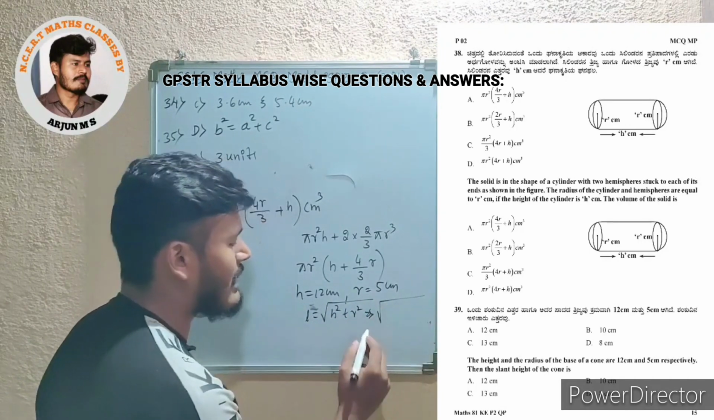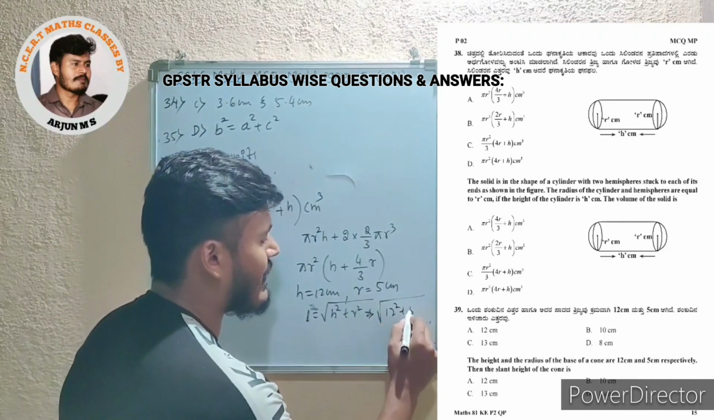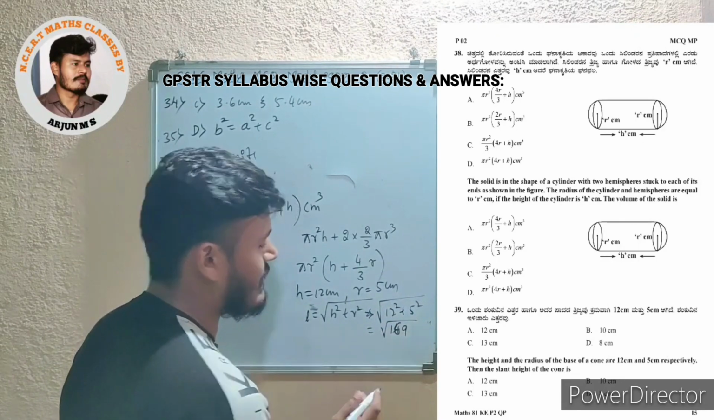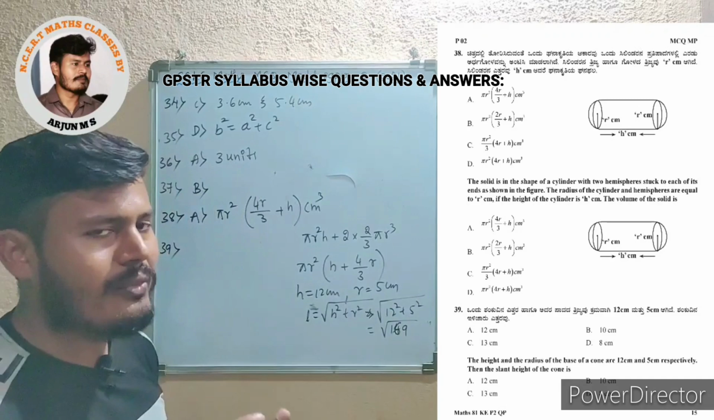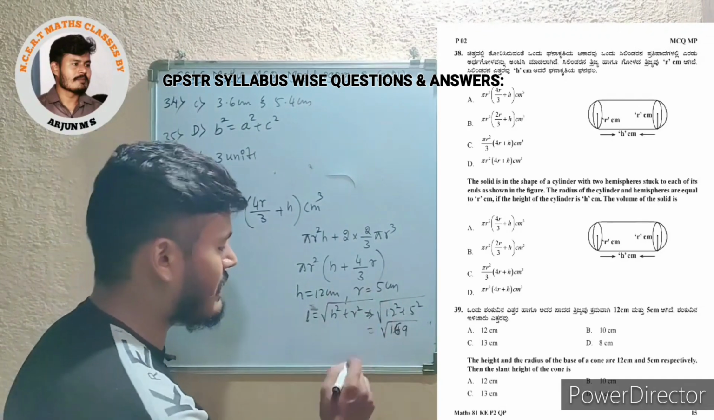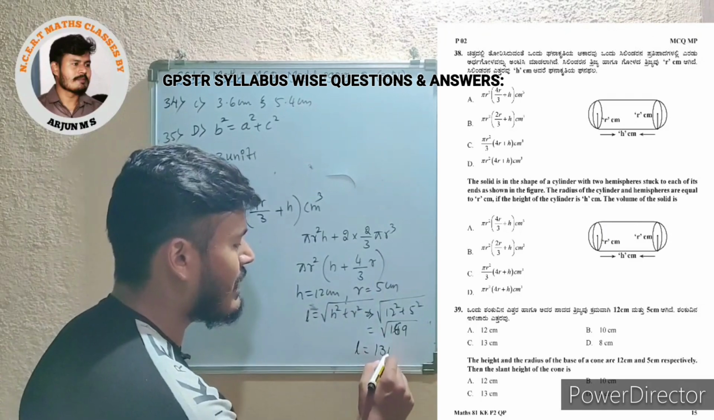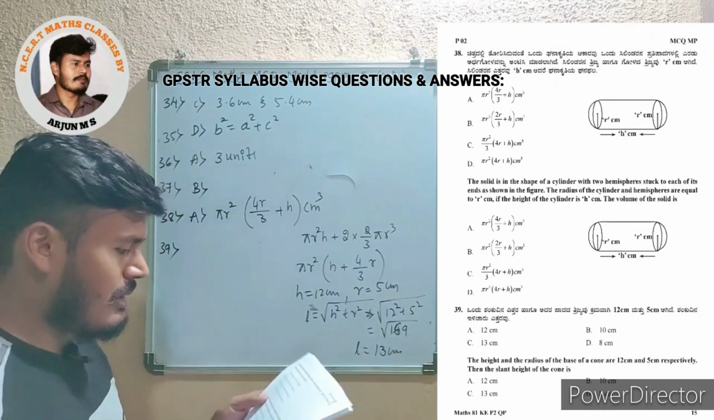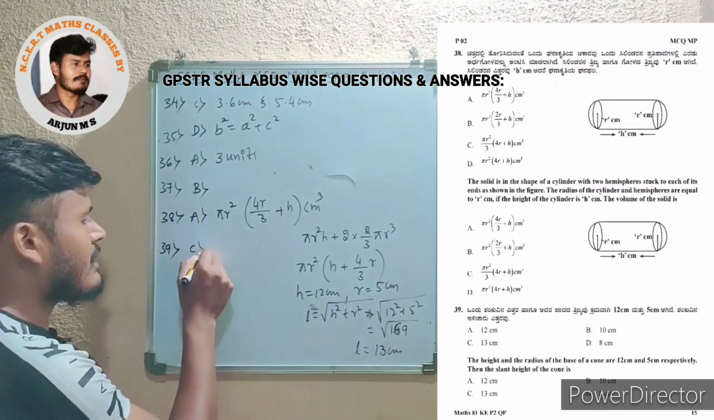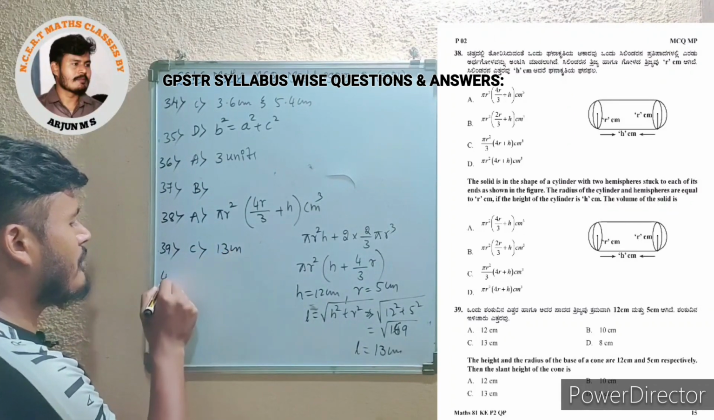So which implies 12 square plus 5 square, which is equal to square root of 169, because 12 square is 144, 5 square is 25, 144 plus 25 is equal to 169. Then L is 13 centimeter. So your option, wait a second, option C is correct, 13 centimeter.